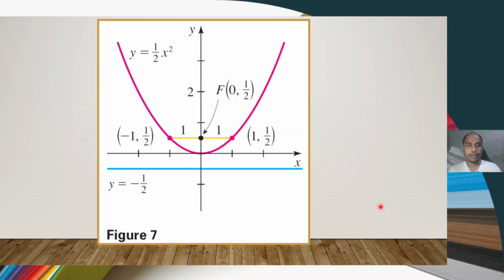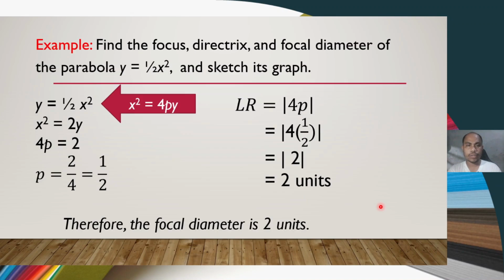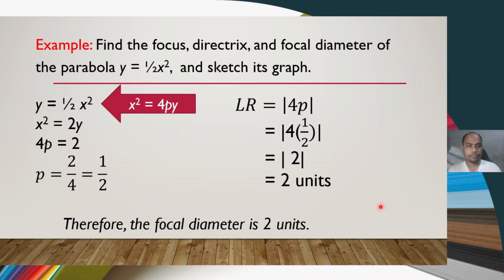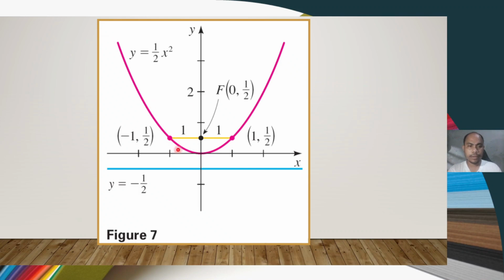Okay, next. How about the focus and the directrix? What will be the focus and the directrix? If we're going to draw the equation, this is our graph. What is the focus? Our focus is (0, p), which is (0, 1/2). How about the directrix? The directrix below the vertex is of course 1/2. From the vertex it is 1/2 going down, which is the value of p. So we have y equals negative 1/2.